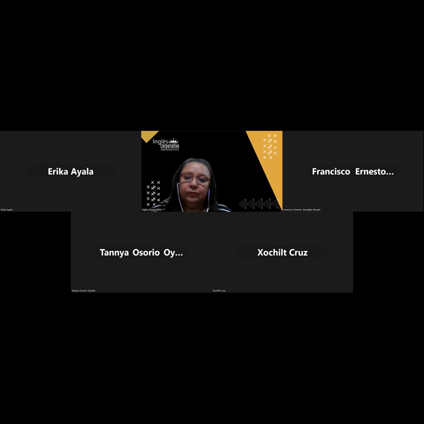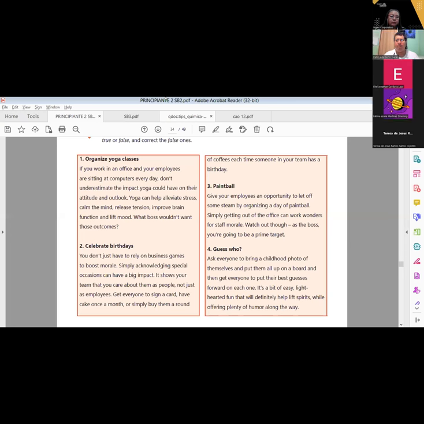Nos quedamos en la pregunta 3. You work in an office and your employees are sitting at computers every day. Don't underestimate the impact yoga could have on their attitude and outlook. Yoga can help alleviate stress, calm the mind, relax tension, improve brain functions, and lift mood. What boss would want those outcomes? Está más difícil esas palabras.